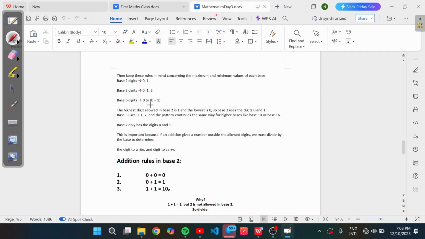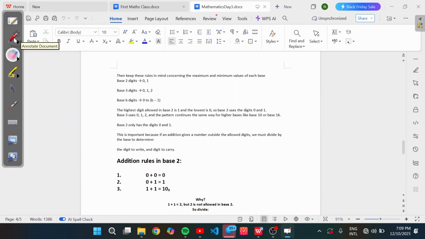Okay. So base 3 can have 0, 1, 2. So that means if you see something like 3, 5, 6, 1, base 3, this is wrong because base 3 digits can only have 0, 1, and 2. So if you see 3 or 5 or 6 or anything higher than 2, it's not a base 3 digit, and this is clearly a mistake or something to confuse you.